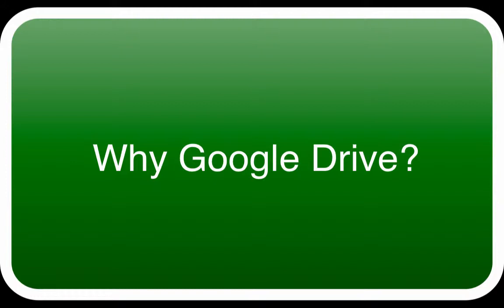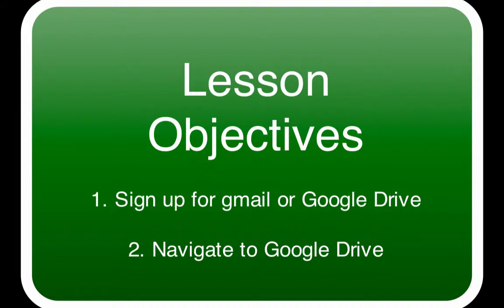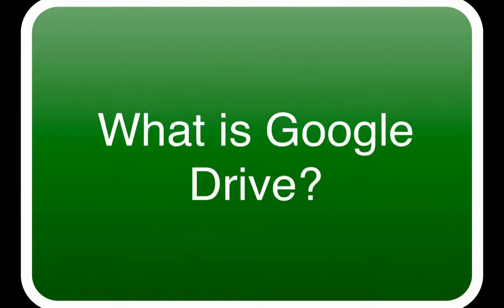We have a lot of exciting things going on in the data tracker, some different ways to communicate, and I think it'll be really helpful so that everybody's on the same page. Our lesson objectives today are to sign up for Gmail or Google Drive, number 1, and number 2, to navigate to Google Drive. Google Drive is a place to create, store, and collaborate with documents, spreadsheets, and other applications. I'll show you an example here of collaboration using Google Documents.